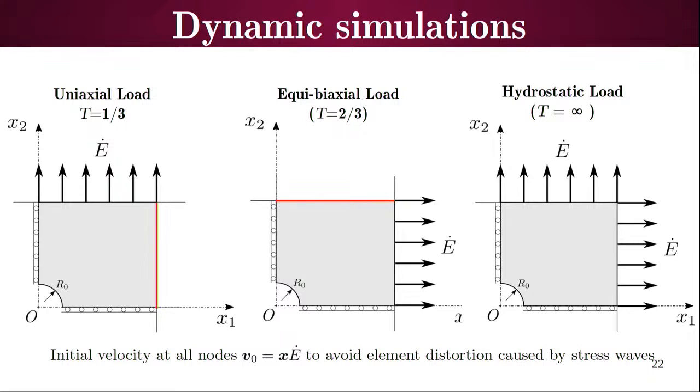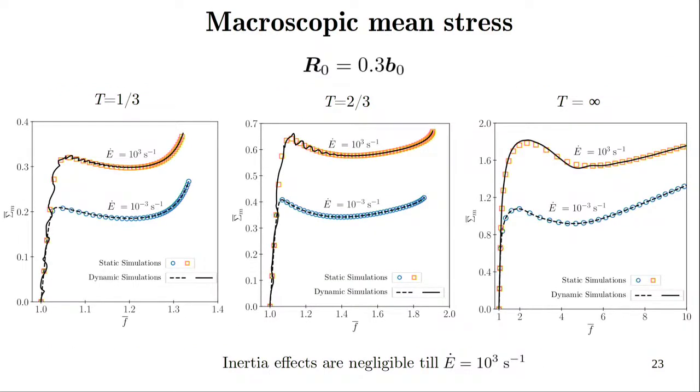So these are the three conditions which are easy to apply in the case of dynamic conditions. And at all other nodes we apply initial boundary conditions, so that we can avoid the higher distortion at the initial time stage because of the stress waves. Now, if you compare these results with the static results, the static simulations.